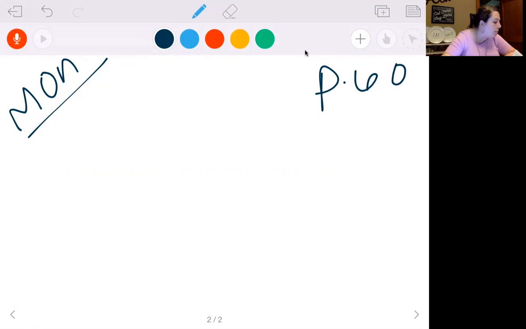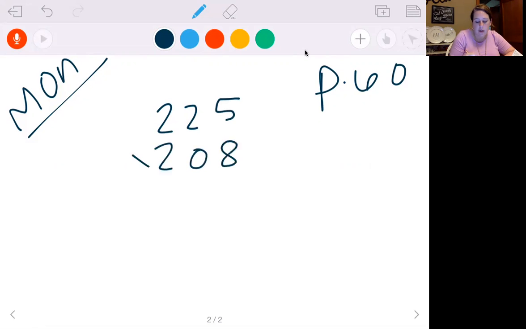Sullivan paints using pointillism, which is a technique that uses patterns of dots. The painting will have about 225 dots per square inch. If the painting is 208 square inches, how many dots are in the painting? So we multiply 225 times 208.